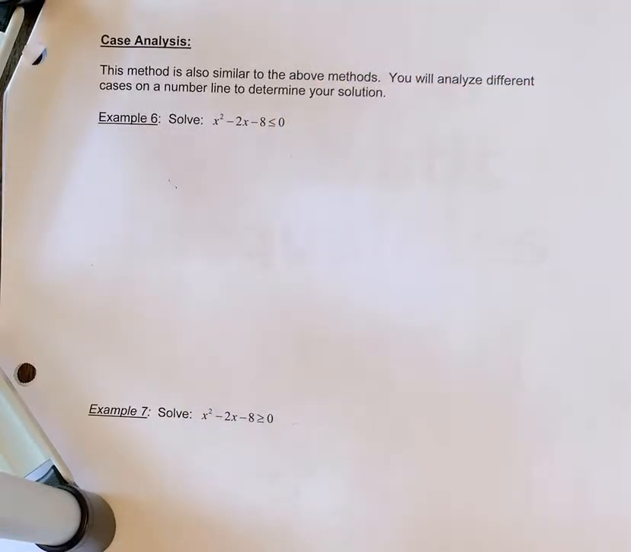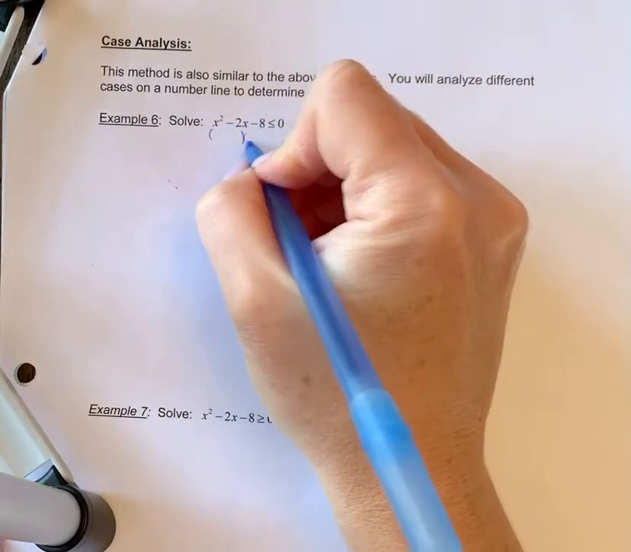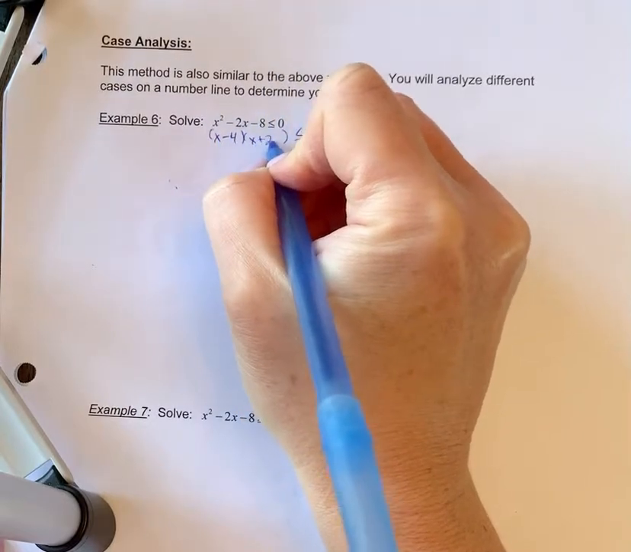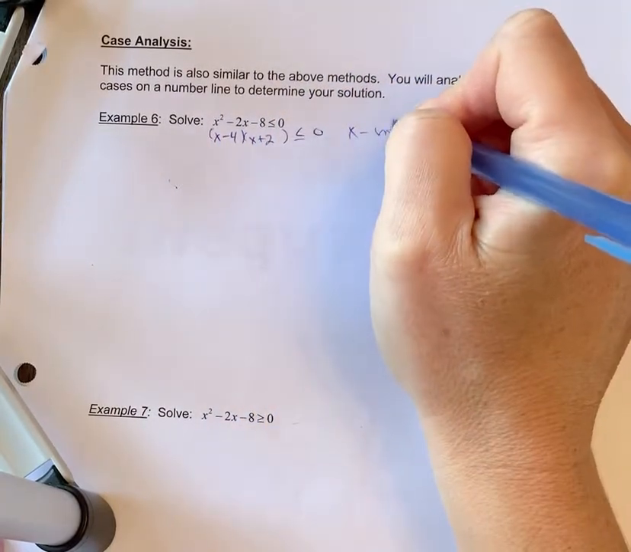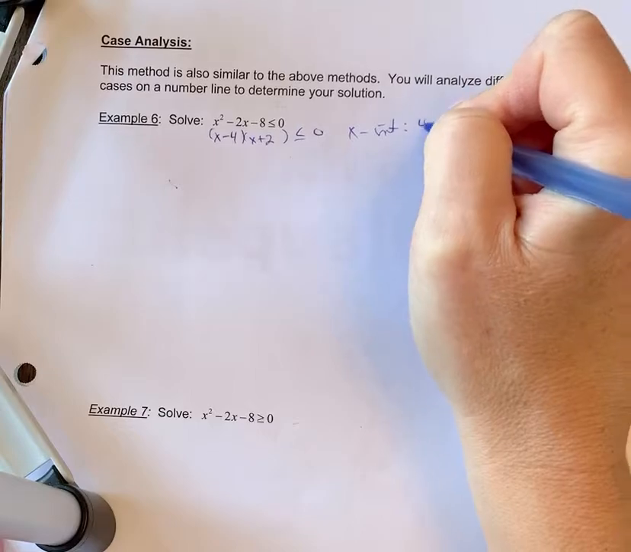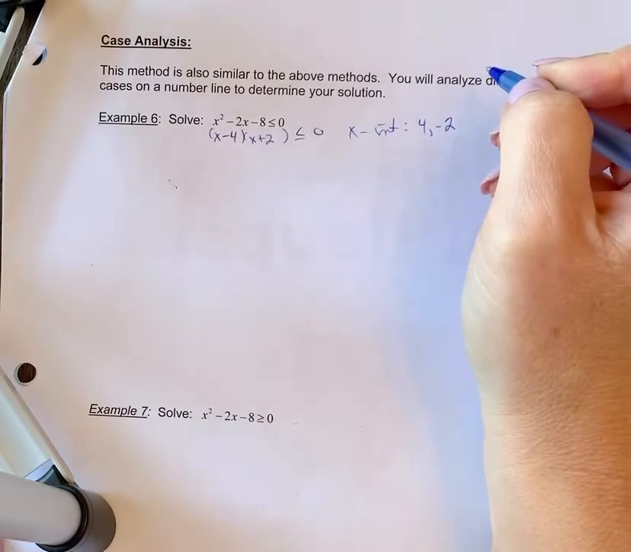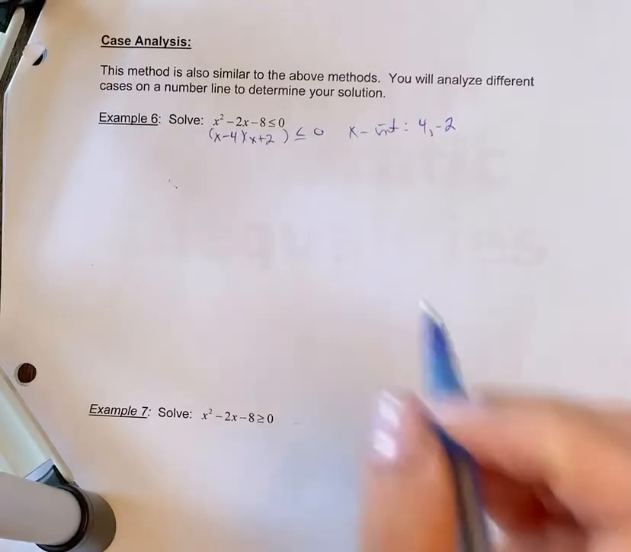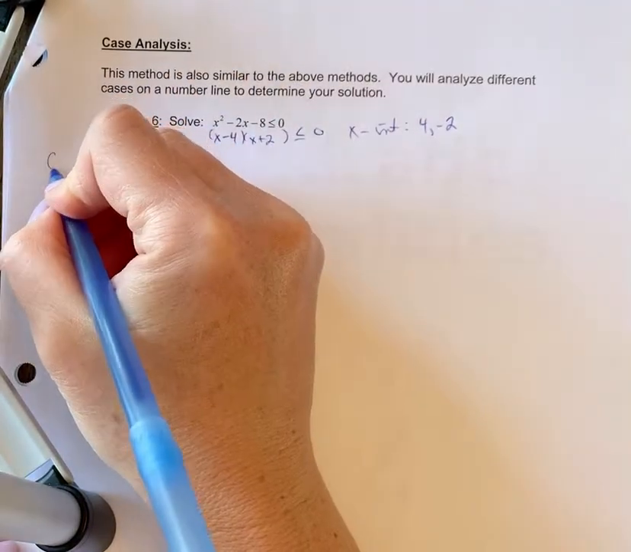So as always, we do need our critical points. So we need our intercepts here. So we will factor to find those. So my x-intercepts are 4 and -2. Now I don't need to draw a number line yet. So this is going to look a little different. We're going to have two cases in each situation.